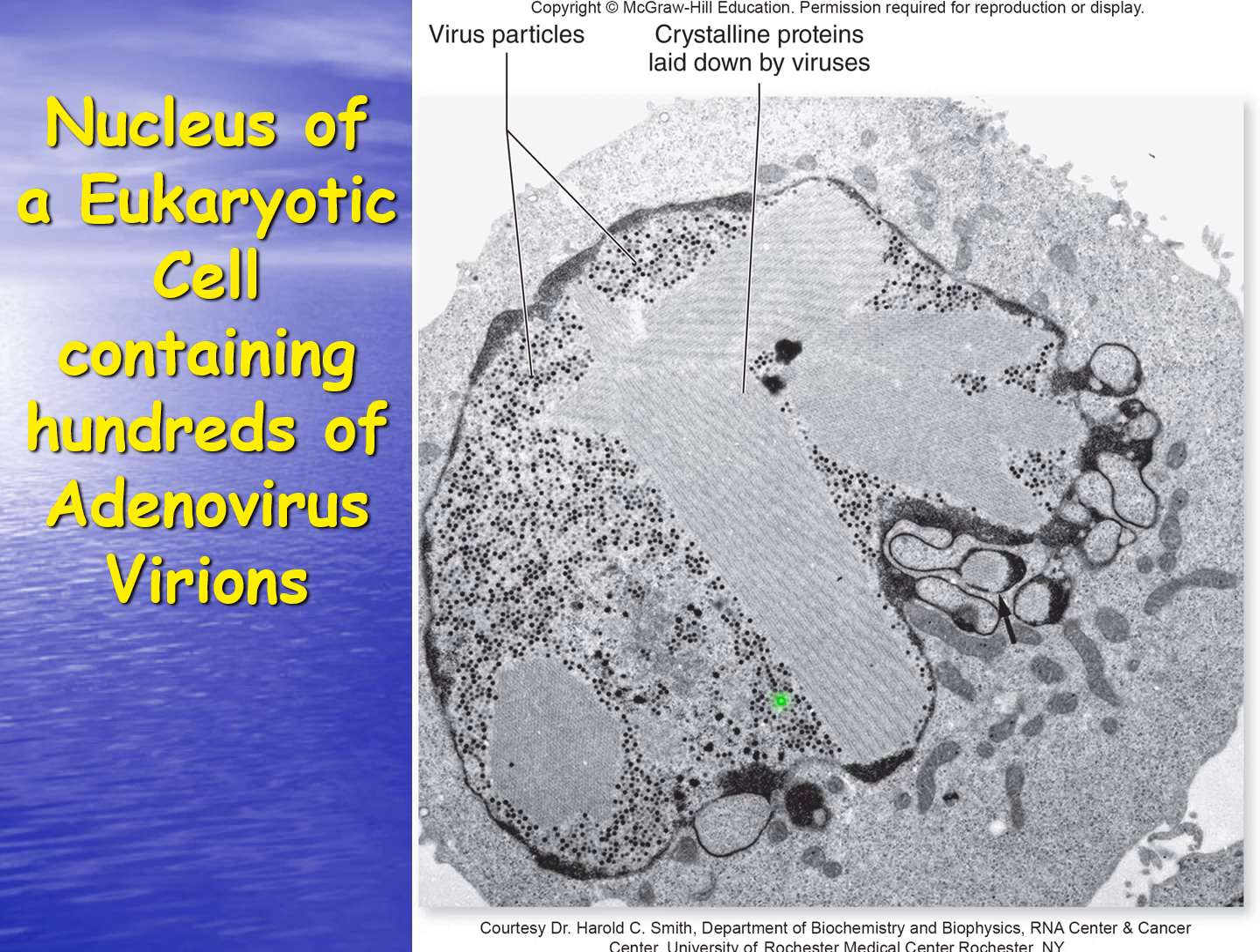And this is a nucleus of a eukaryotic cell containing hundreds of adenovirus virions. So all of these little spots are actually the virus that's being made.